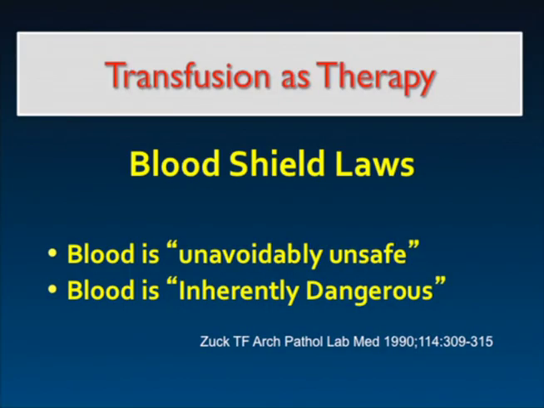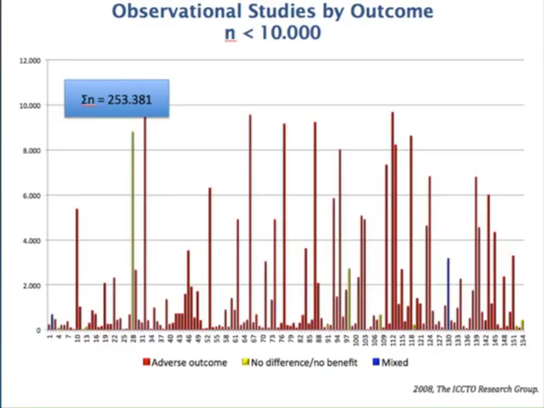This is Tom Zuck's statement to U.S. Congress, about changing transfusion or blood products in the United States to a service because of product liability in the 1980s with the HIV and hepatitis C epidemic. And he used the terms that blood is unavoidably unsafe and blood is inherently dangerous to convert it from a product to a service.